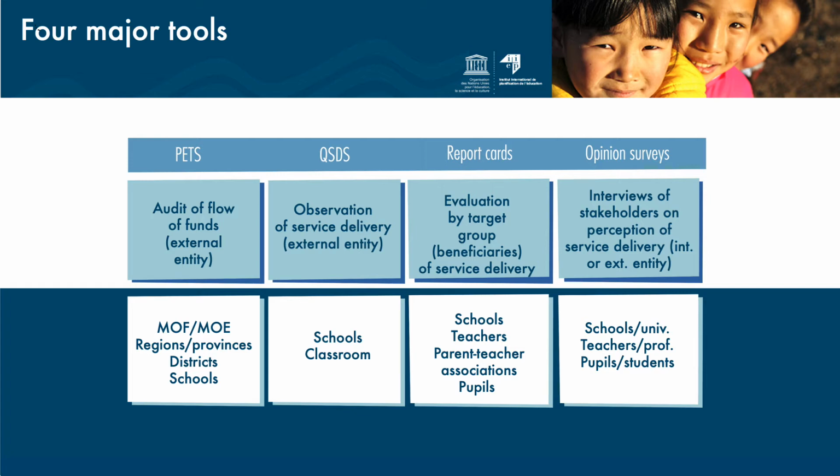Opinion surveys consist in interviewing a number of stakeholders on specific topics such as academic fraud. They can be conducted by an internal or an external entity. They are usually conducted at school or university level, and they can involve teachers, university professors, pupils, or students.